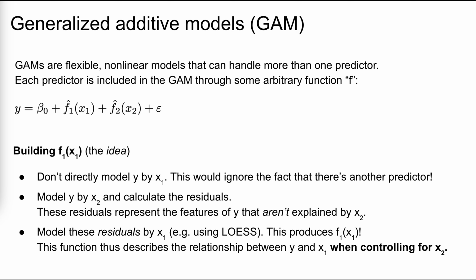To this end, we then model these residuals or leftovers by x1, for example using the lowess algorithm. This produces the function f1. Now, since f1 is technically modeling some leftover residuals, it doesn't tell us about the direct relationship between y and x1. But it does something better and more powerful. It describes the relationship between y and x1 when controlling for the other predictor x2. This interpretation might ring a bell. It's similar to when we interpret predictor coefficients in a linear regression model that contains multiple predictors.